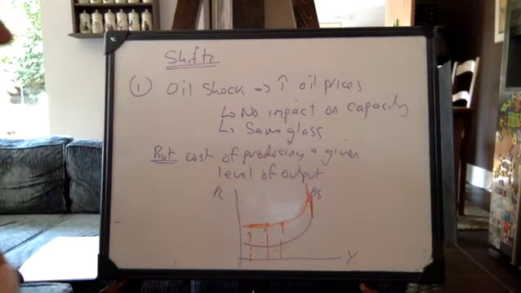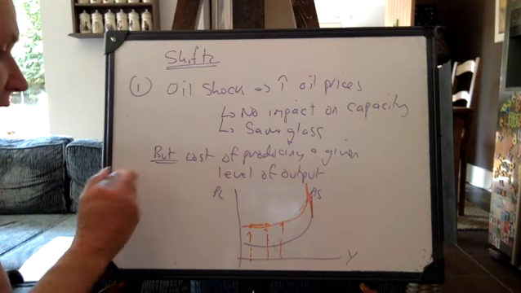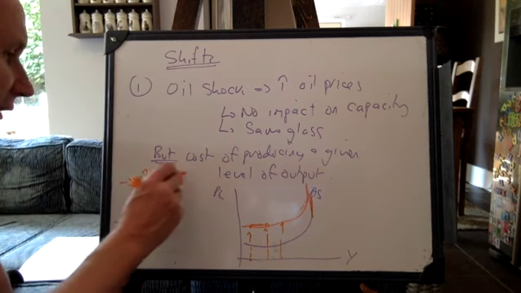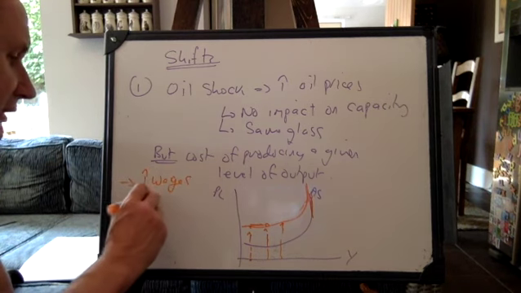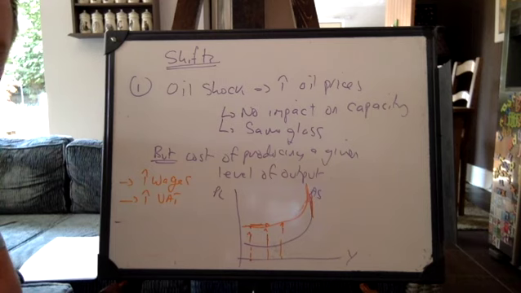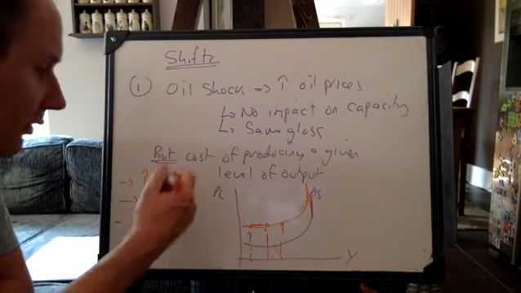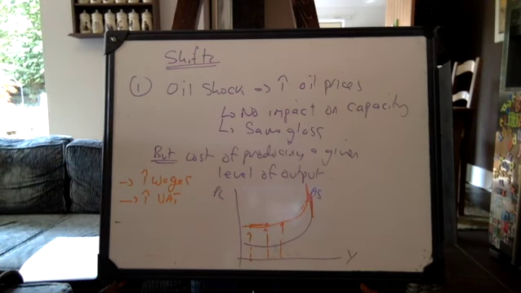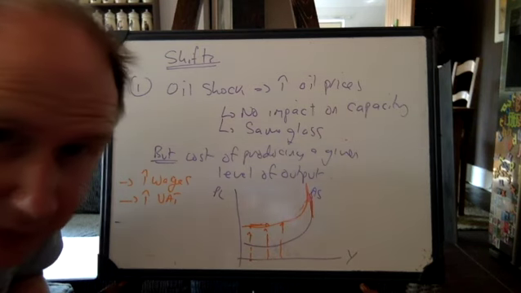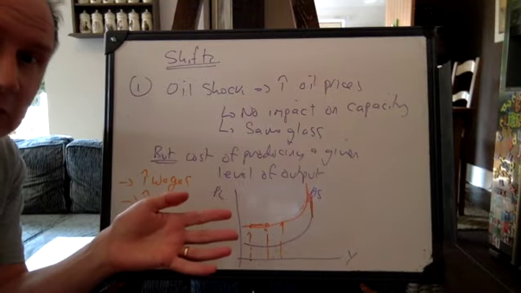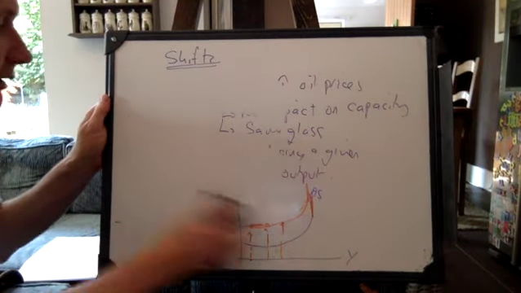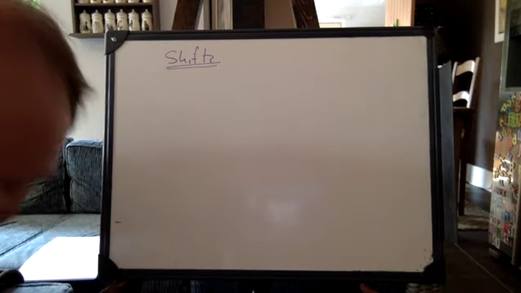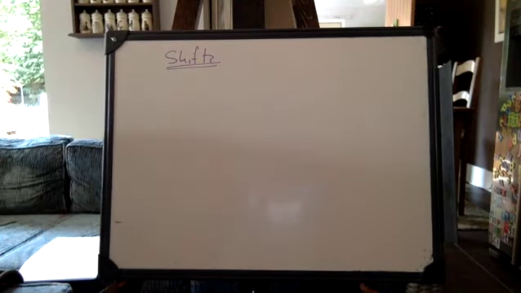So other things could do it too: anything that affects costs. Other things would be an increase in wage levels inside the economy, or an increase in indirect taxes. All those sorts of things. Obviously a decrease causes it to shift the other way, downwards. But all those things aren't affecting the capacity of the economy. They're just affecting relative costs.